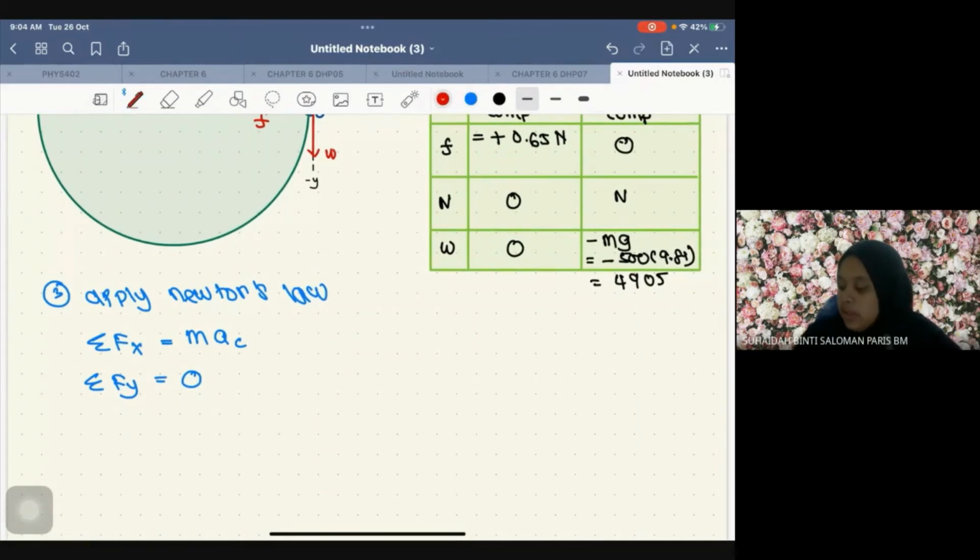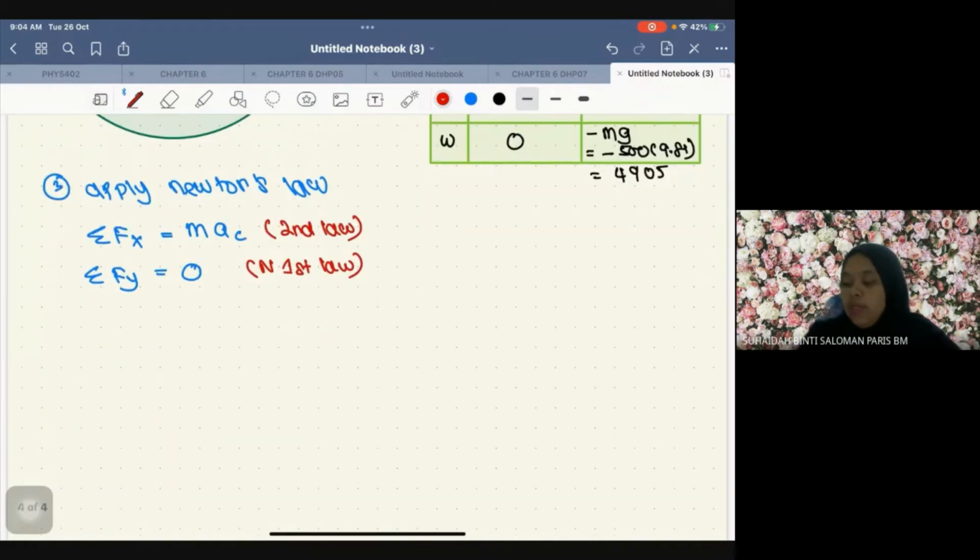Okay, so this is Newton's first law. This one is second law. And then the last step is you solve the unknown. So sekarang ni soalan nak V, velocity. Okay, so awak boleh guna summation Fx sebab apa? Summation Fx adalah sama dengan Fc dan juga sama dengan MAC. So Fc sama dengan mv squared over r because AC is v squared over r.